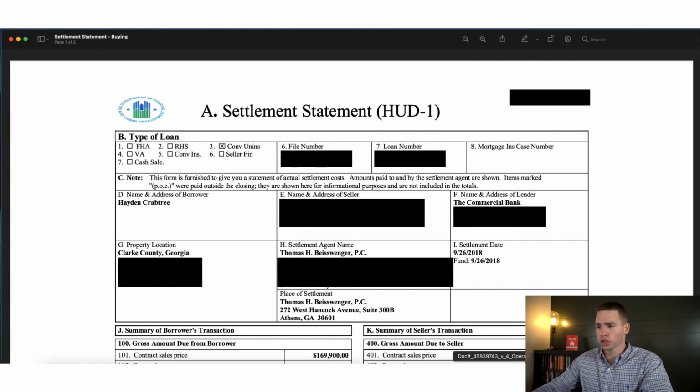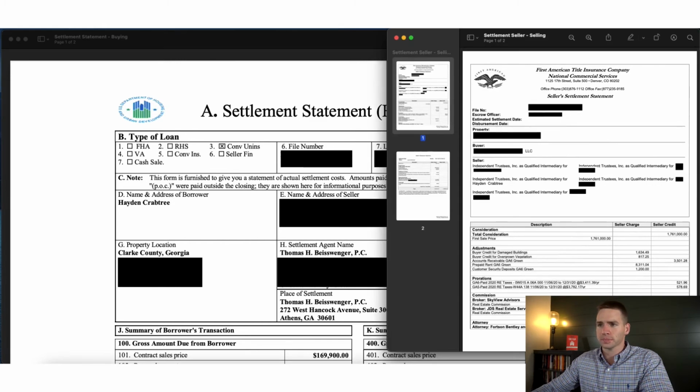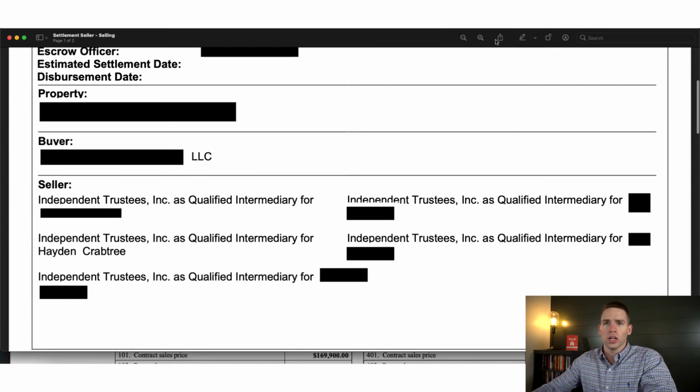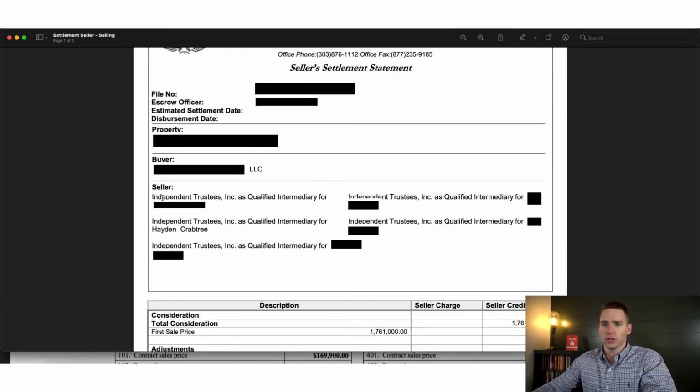The other one I want to show you is where I was selling, and it's actually from a different company. So I want to show you guys that real quick. This is the storage facility that I sold, and I had some partners in this deal. So here are me and all my partners. I had 1, 2, 3, 4 partners. Here's me.